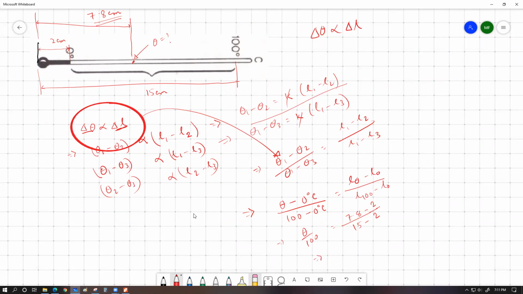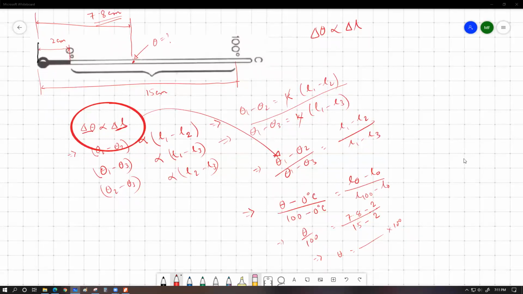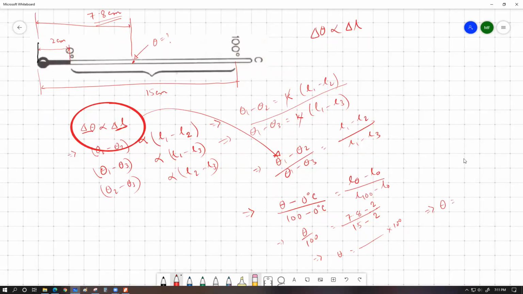সো আলটিমেটলি হোয়াট ইউ আর গেটিং, থিটা ইকুয়ালস টু দিস হোল থিং মাল্টিপ্লাইড বাই 100. এটা হিসাব করে দেখো তো কত আসে? সামওয়ান টেল মি। 5.8 divided by 13.